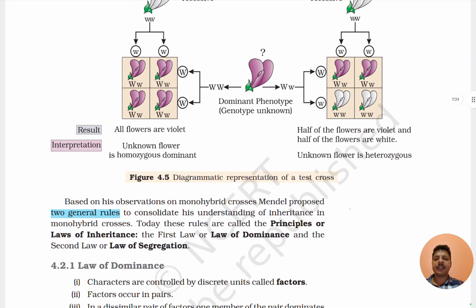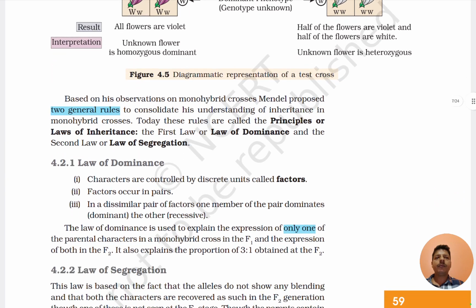Same topics are given, you can see. And with this, based on the observation of monohybrid cross, Mendel proposed two general rules. These rules are called principles or laws of inheritance. The first law will be the law of dominance, the second will be the law of segregation.